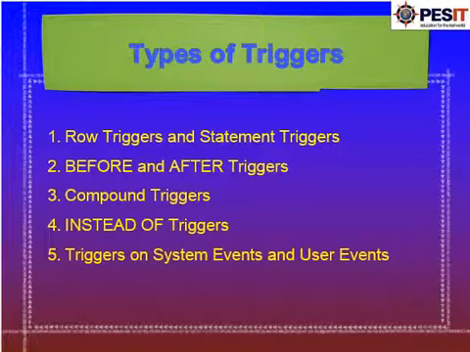So now we see triggers on system events and user events. The system events include database startup and shutdown, Data Guard role transitions, and server error message events. And the user events include user logon and logoff. DDL statements mean create, alter, and drop, and DML statements include insert, delete, and update.